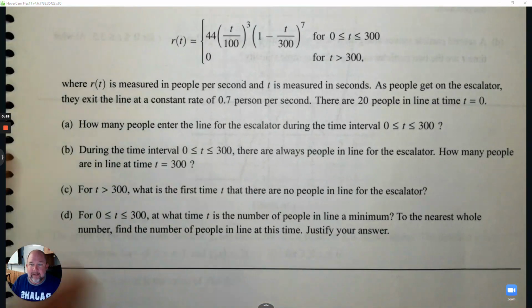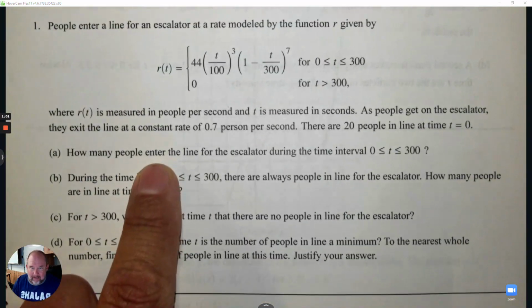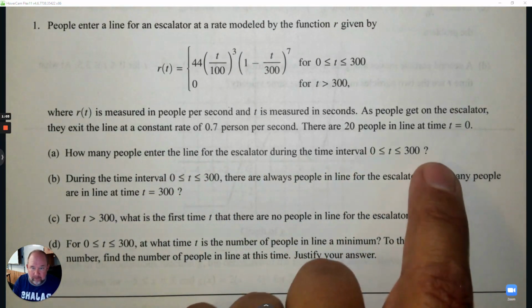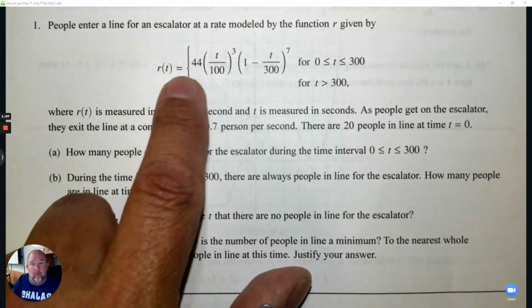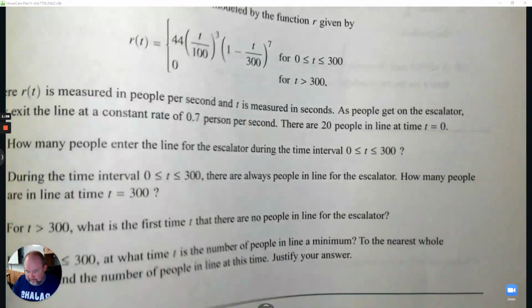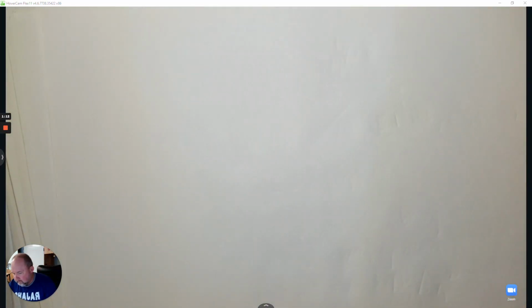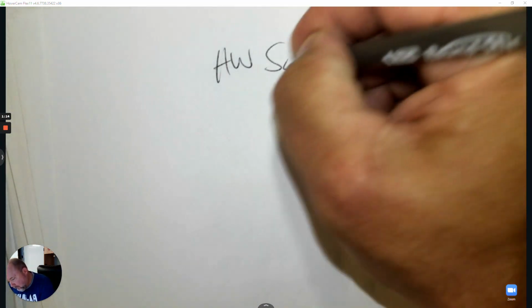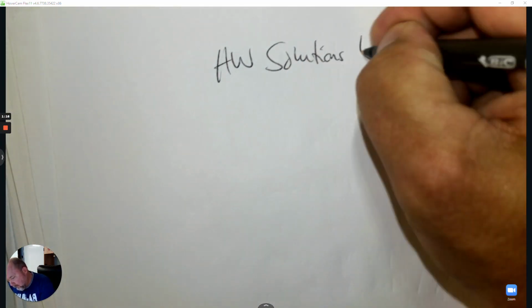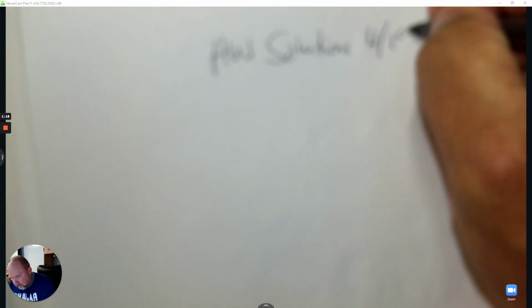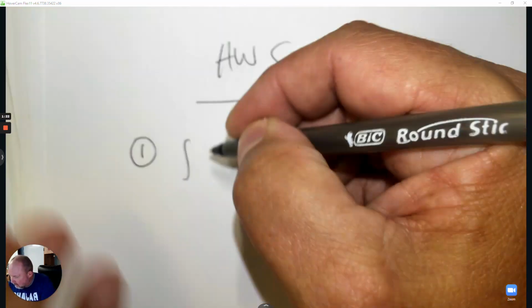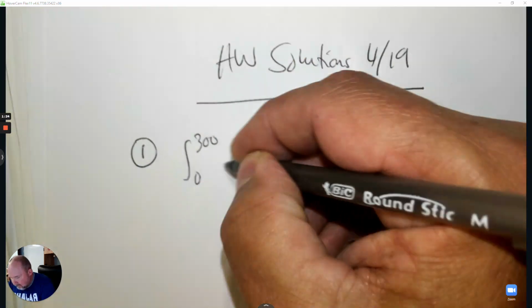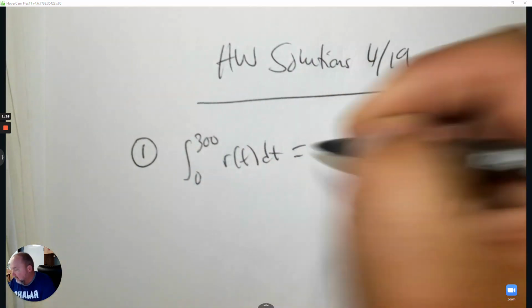All right, Part A. How many people enter the line for the escalator from 0 to 300? So we integrate from 0 to 300, and we only integrate the top part, just the top line.